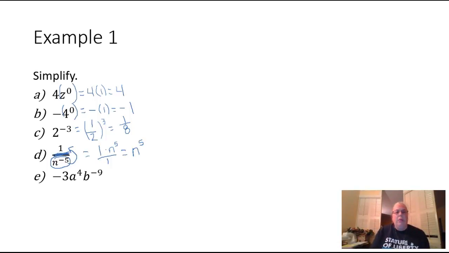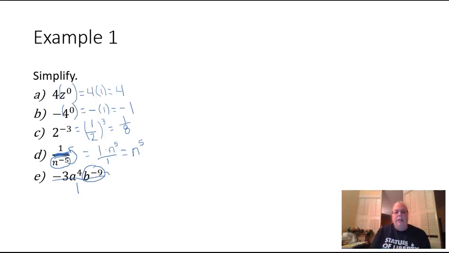So you'll look at E right here, and I have a negative exponent on the B. The exponent on A is positive, so it's going to have to stay where it is. And then I have a -3. Now this is not an exponent, which means that the -3 has to stay where it is. So right now, all of this is divided by 1.